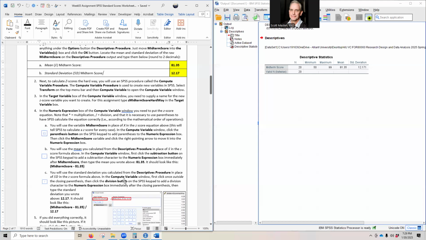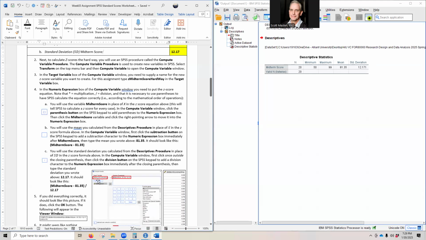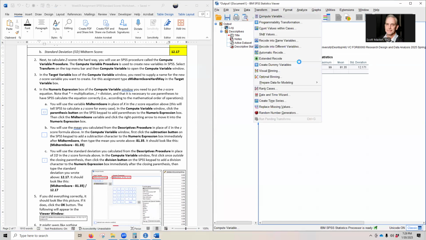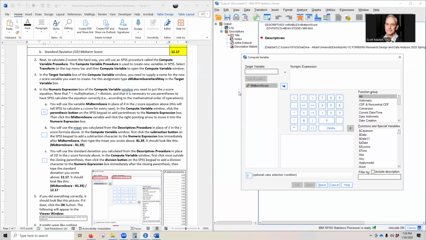So to do that, you kind of have to put this little formula in using something called compute. Compute is under transform, compute variable. Here's where you put the name of the variable that you want to create. I tell you to go ahead and call it z-score or z midterm score hard way. So I'm going to just copy that and paste it in this little target variable box.